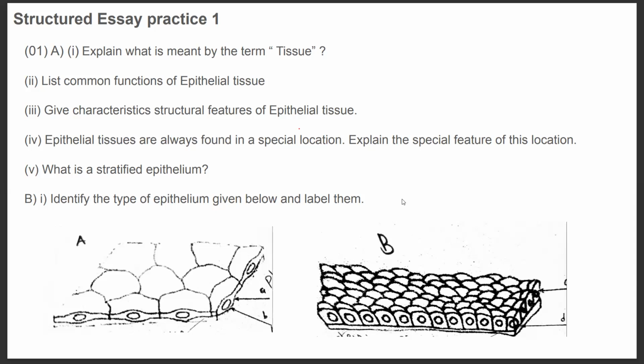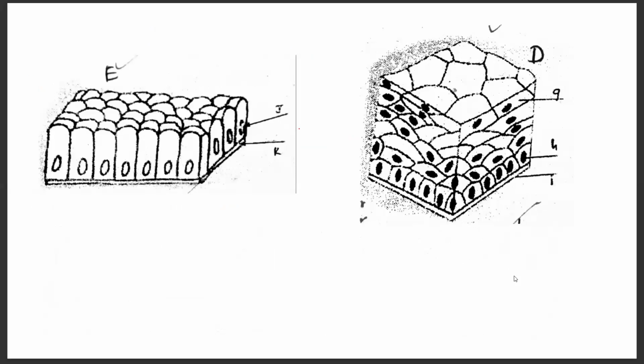Okay. Then B, what is it? It is simple cuboidal epithelium because you can see the cells are dice-shaped cells. Here, this is letter C. That is again nucleus, and D is the basement membrane. E. Cells are brick-shaped cells. So, simple columnar epithelium. Here, J is the nucleus and R is the basement membrane.